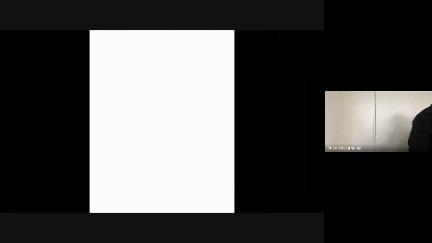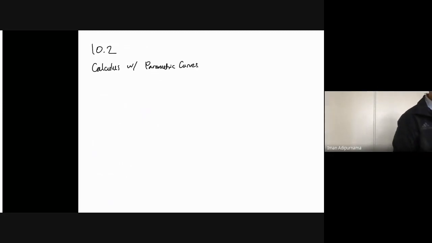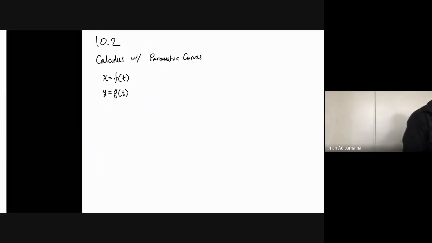Okay. Let me write another page. So 10.2 is calculus with parametric curves. Now I'll write the idea one more time. x is a function of t, y is also a function of t. The functions are f and g.